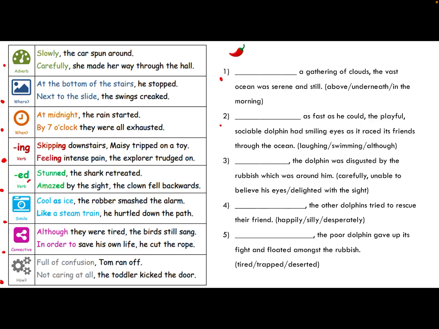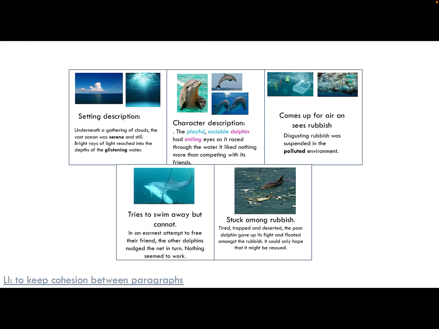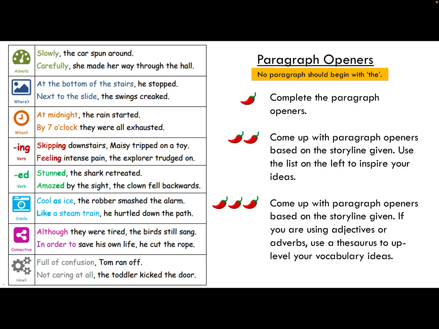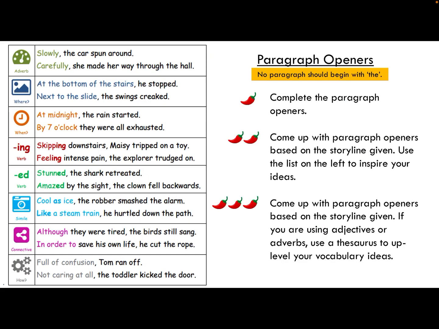Come up with paragraph openers based on the storylines given. Now in the one chili, we gave some examples, but actually use this structure. These are our paragraphs. Come up with your own openers inspired by this grid here. Don't come up with the whole paragraph, just come up with the opening sentence of that paragraph. So you can have an opening sentence for this one, this one, this one, this one, and this one.